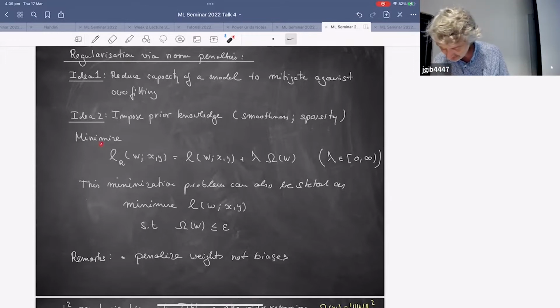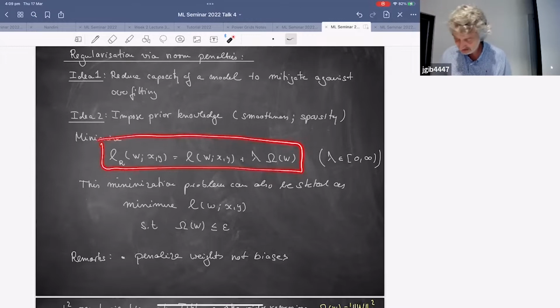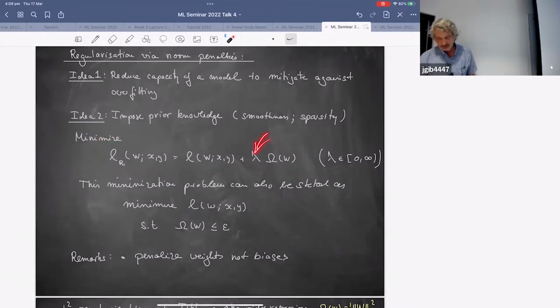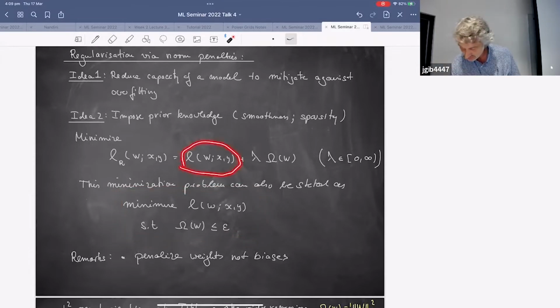Then this problem here, if you interpret this as a Lagrange parameter, you can see that this is equivalent to the following optimization problem, where we just minimize the loss function, our original loss function, subject to the constraint that the norm is bounded by epsilon.